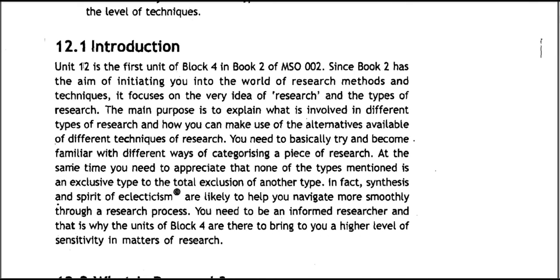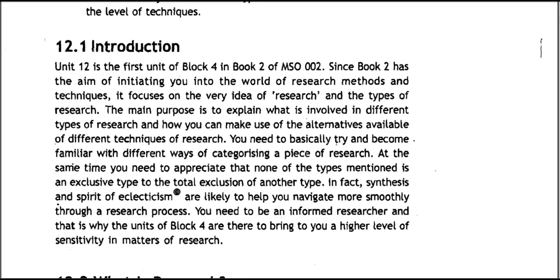12.1 Introduction. Unit 12 is the first unit of Block 4 in the Book 2 OMS Sociology 02. Since the Book 2 has the aim of initiating you into the world of research methods and techniques, it focuses on the very idea of research and the types of research. The main purpose is to explain what is involved in different types of research and how you can make use of alternatives available of different techniques of research.